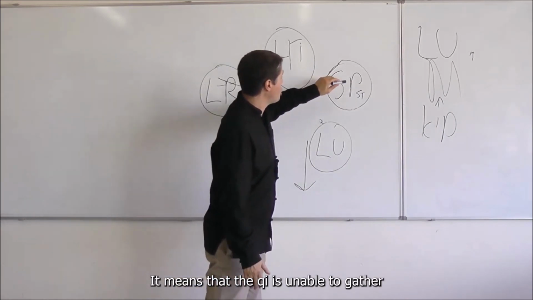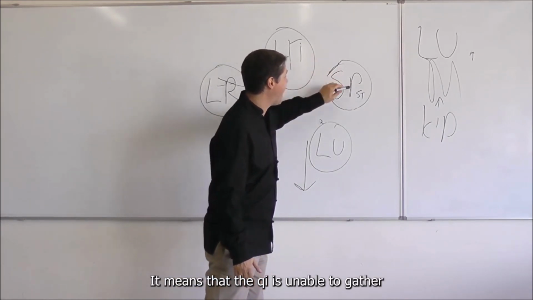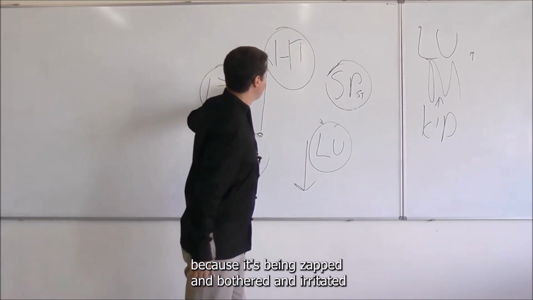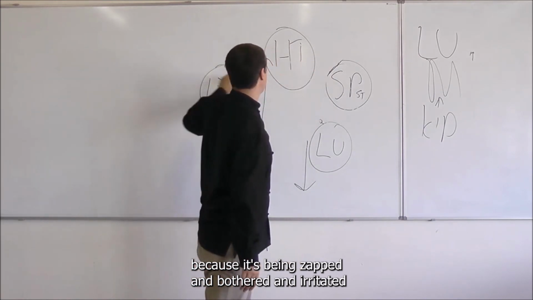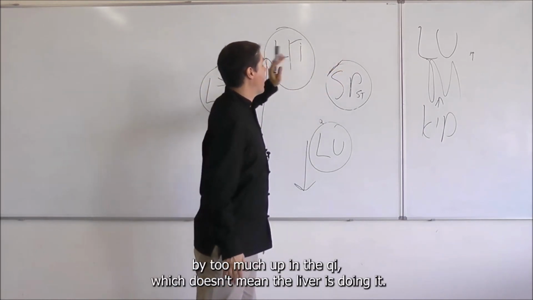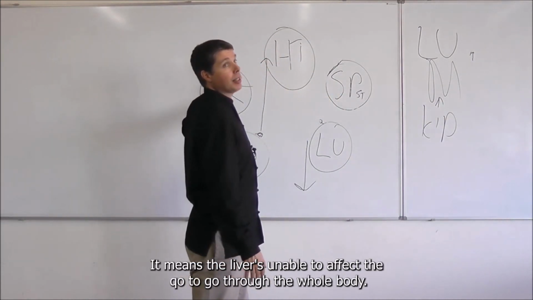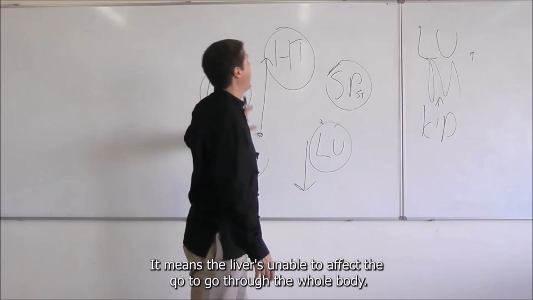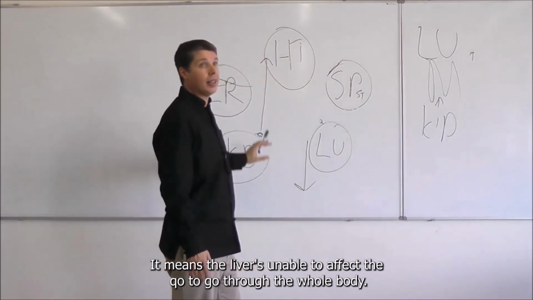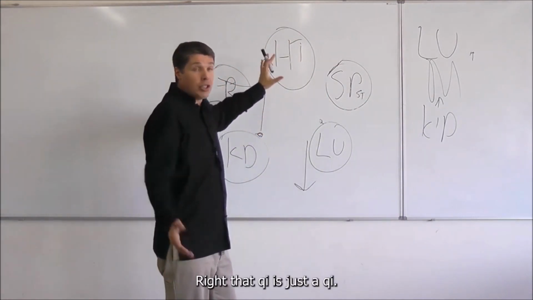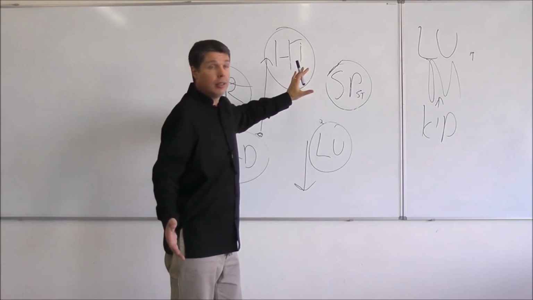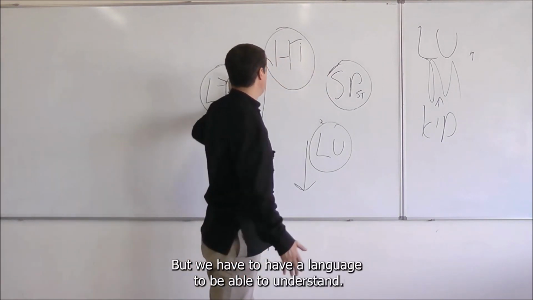It means that the qi is unable to gather because it's being zapped and bothered and irritated by too much up in the qi, which doesn't mean the liver's doing it. It means the liver's unable to affect the qi to go through the whole body. Right? The qi is just the qi. But we have to have a language to be able to understand.